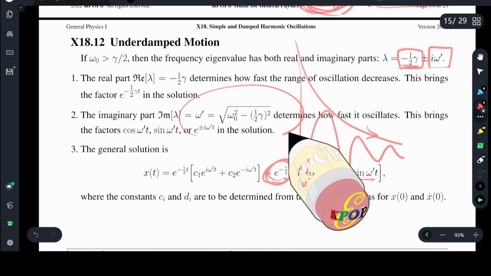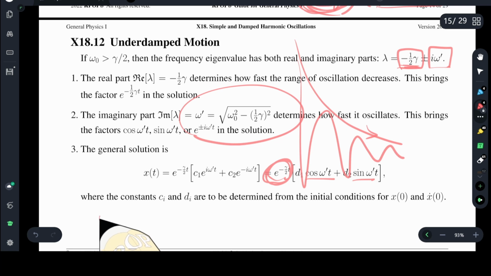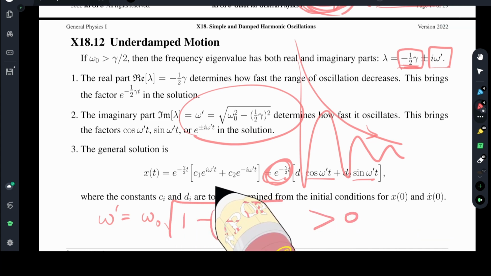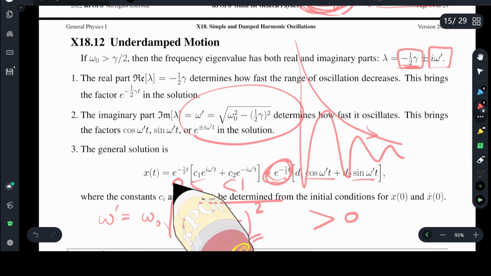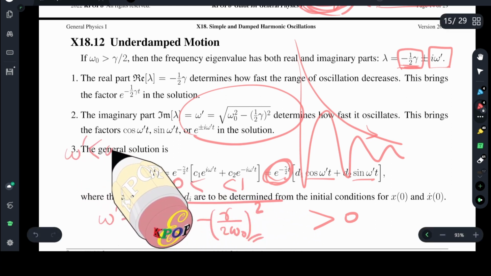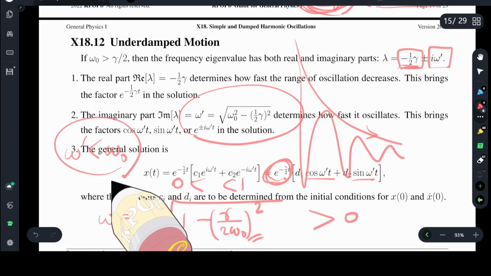And omega prime, as is stated here, is omega 0, which I have factored out, times the square root of 1 minus gamma over omega 0, squared. This is a positive number, so this factor is between 0 and 1. Therefore, omega prime is always less than omega 0.